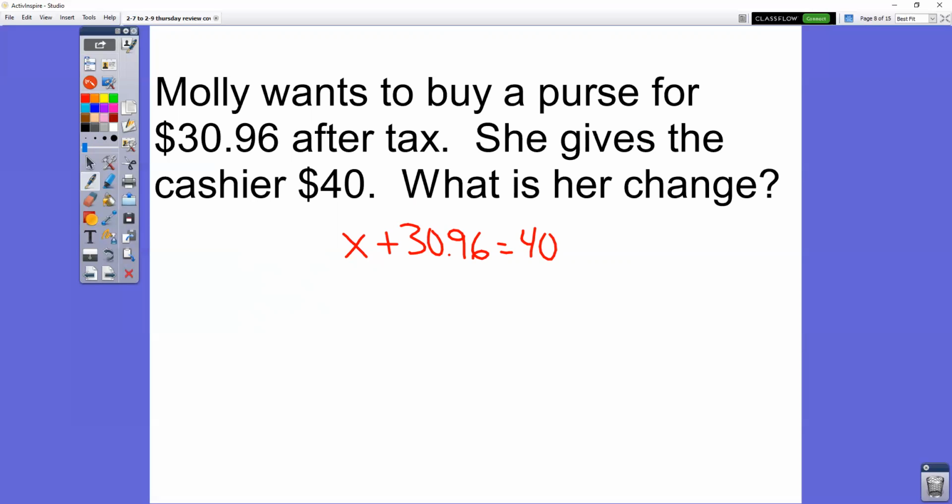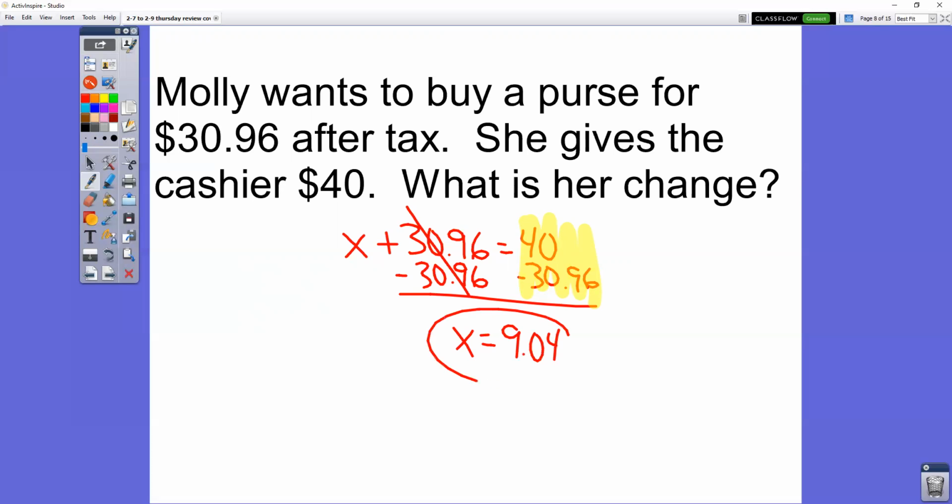Well, normally how you would find your answer is to do 40 minus 30.96, the cost of the purse, to get your change. Well, when we set up this equation, notice what happens. We do minus 30.96 and minus 30.96. This right here is exactly what we wanted to do to solve the word problem. So we get x equals 40 minus 30.96 is 9.04.